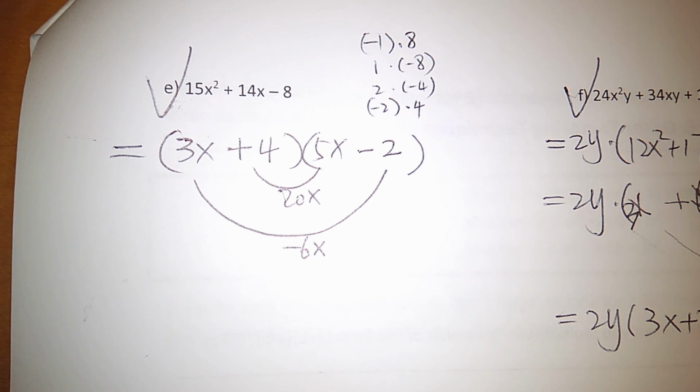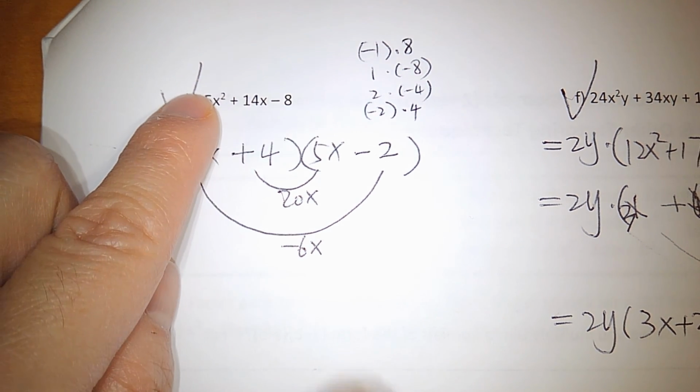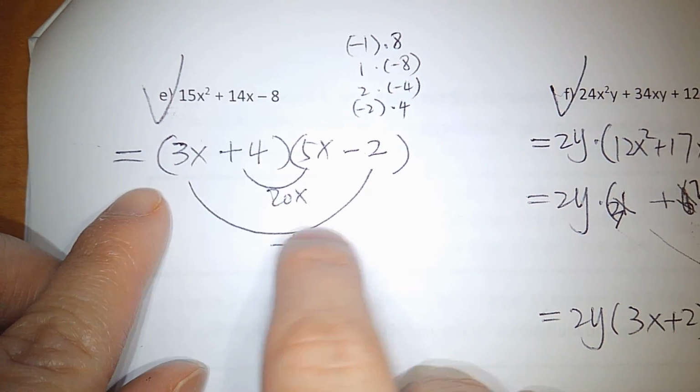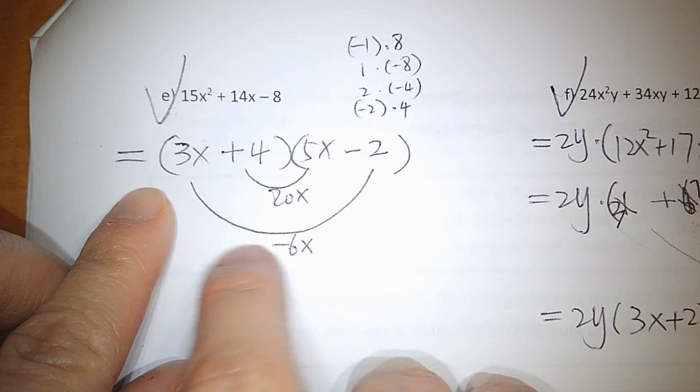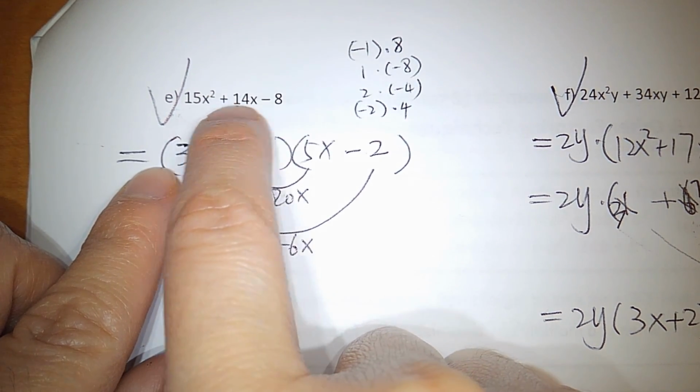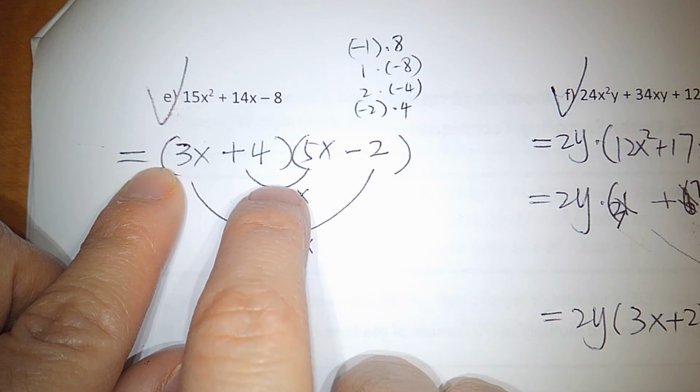We have the trial and the try. Guess and check, or trial and error, whatever you call it, okay? But this is the idea for this FOIL method. Factor the square term, factor the constant term, then keep on checking and guessing. Eventually, make sure that the middle term, this coefficient, equals that, okay?